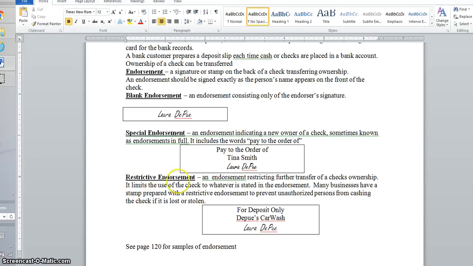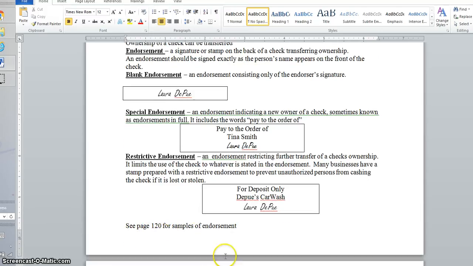And then the final one is a restrictive endorsement, and usually that's when we are going to deposit checks only. So we'd write the words for deposit only to the company's name and then your signature there. And if you're looking in the book on page 120, there's an example of all these types of endorsements.